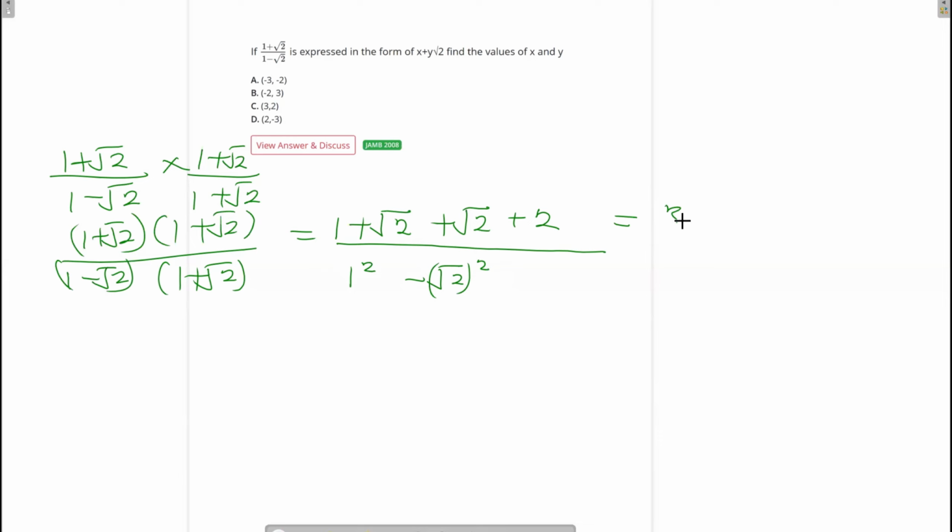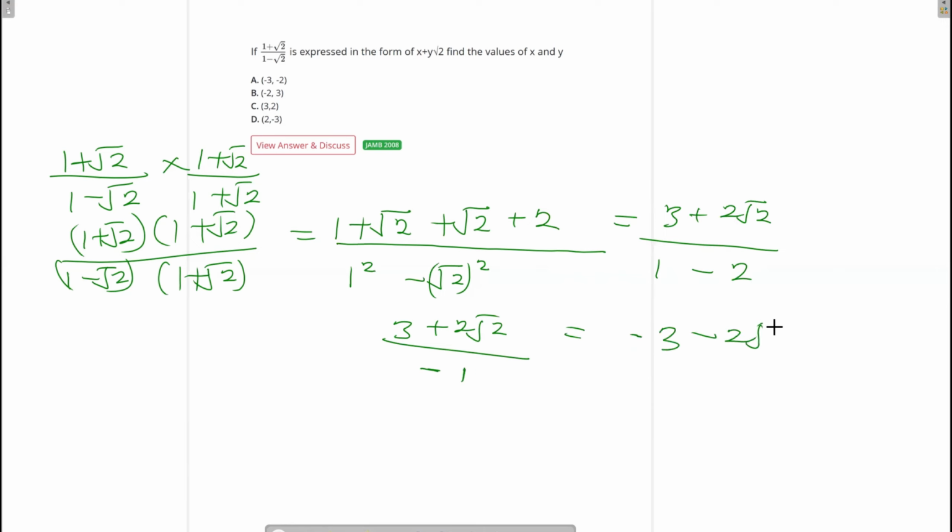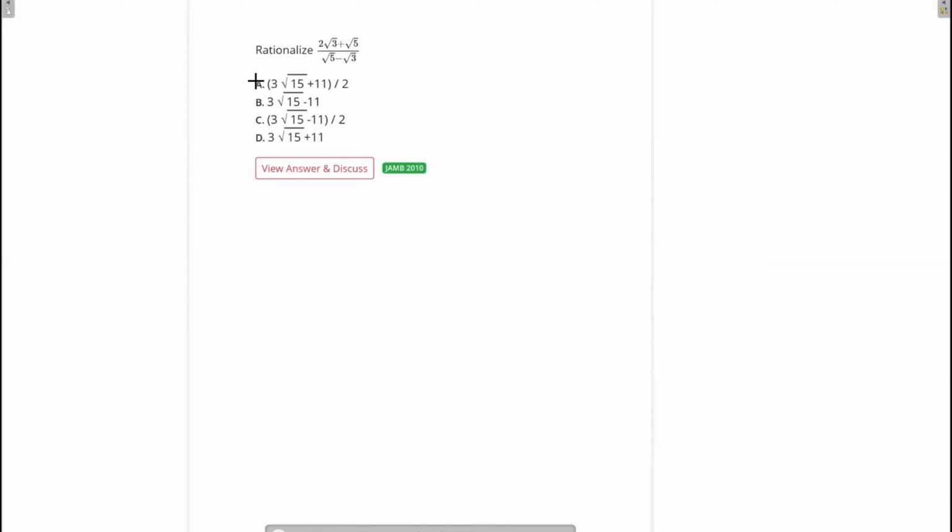Don't forget this is a difference of two squares: 1 squared minus root 2 all squared. If you simplify, the numerator becomes 3, 2 plus 1 becomes 3, plus 2 root 2, because root 2 plus root 2 equals 2 root 2. The denominator is 1 minus 2. So we have 3 plus 2 root 2 over minus 1. That becomes minus 3 minus 2 root 2. If you compare it to x plus y root 2, that means our x equals minus 3 and y equals minus 2. The coordinates become minus 3, minus 2, and the option is A. Let's check the next one.